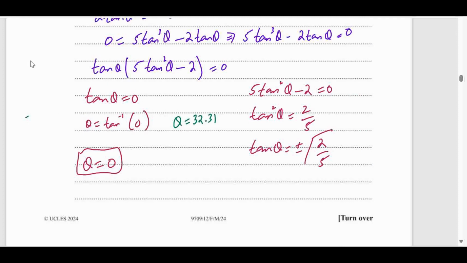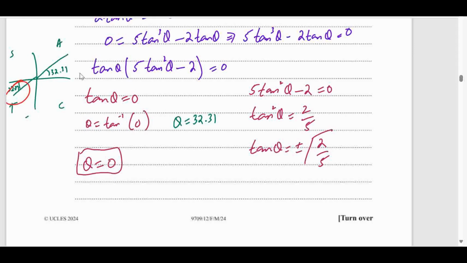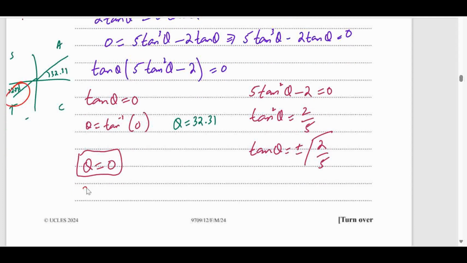Now we know that we have to use the CAST diagram. Tan is positive in these two quadrants, so this will be 32.31. We will ignore this one because it is out of range. The range is minus 90 to 90. So one answer will be theta is equal to 32.31. This will be the first answer.